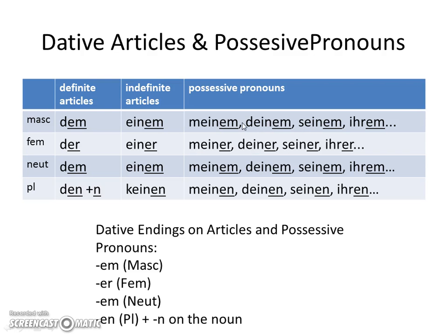That's what I pointed out here: all of your masculine, definite and indefinite articles and possessive pronouns are going to have an EM ending. Feminine are going to have ER. Neutral, EM as well, just like the masculine. And the plural will have an EN ending. Okay? Den, keinen, meinen, deinen. But we also add an N right to the noun, which you'll see in some of our exercises later. You add an N to the noun itself to note that it is plural in the dative case.